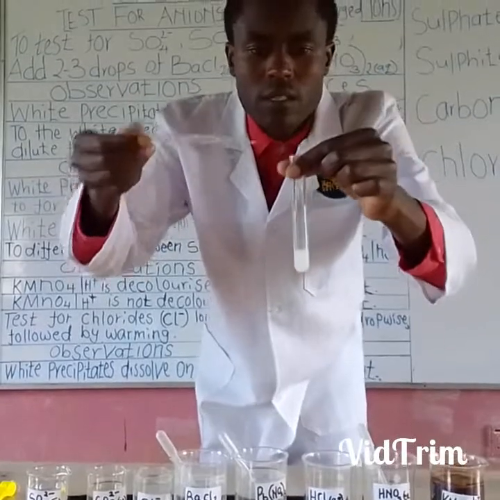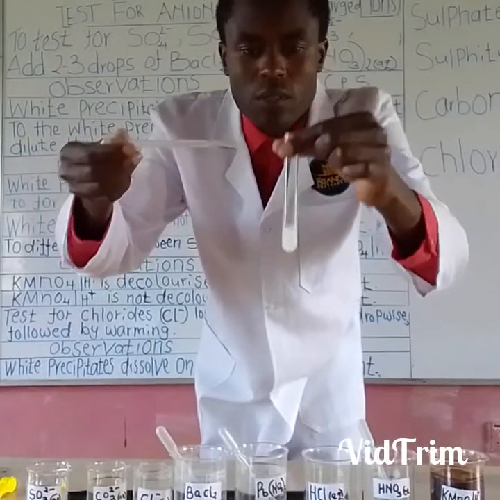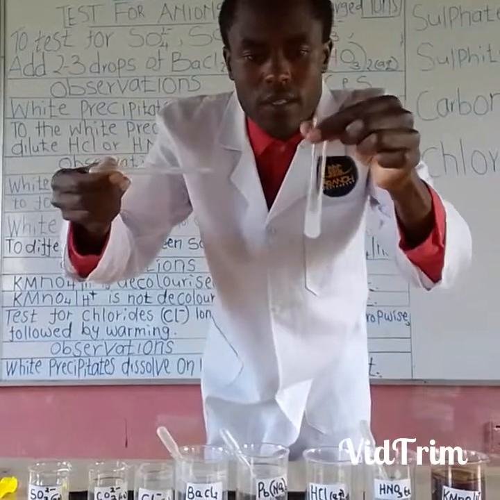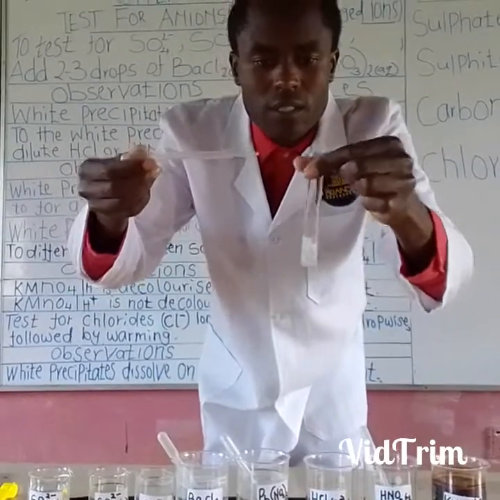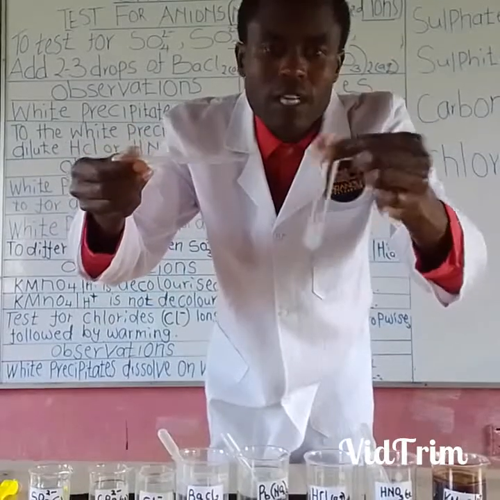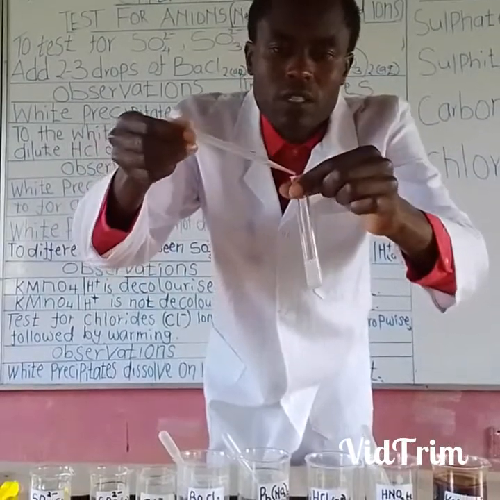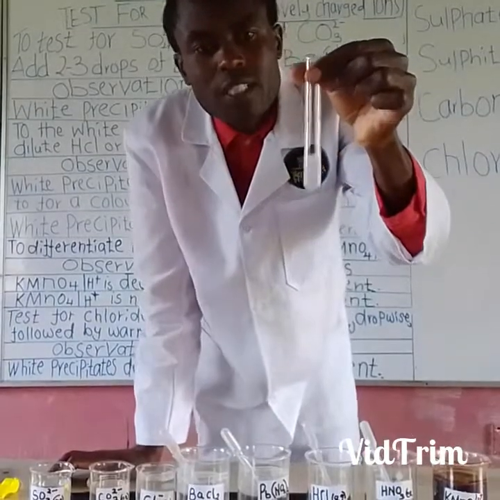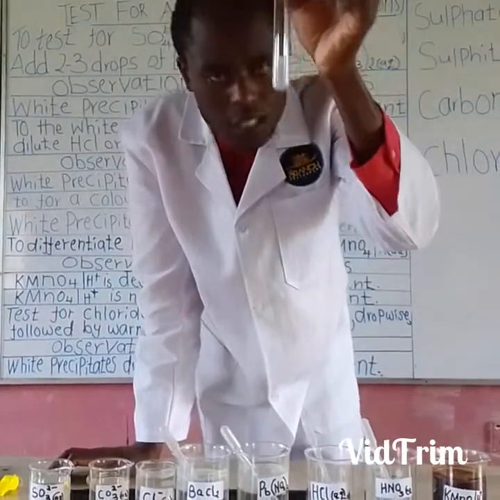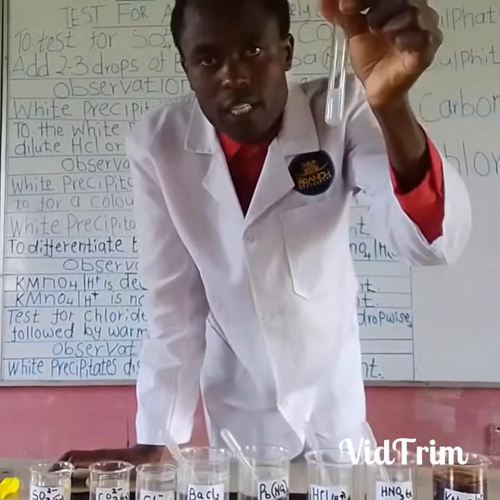1, 2, 3, 4. You can see that the white precipitates have dissolved. So what happens to the white precipitates? White precipitates dissolve to form a colorless solution.